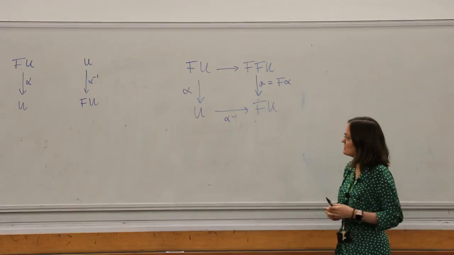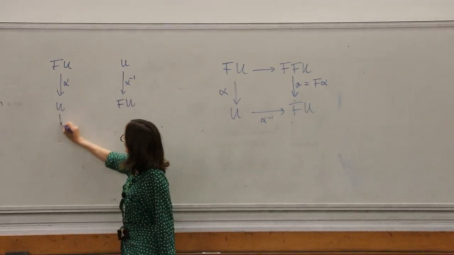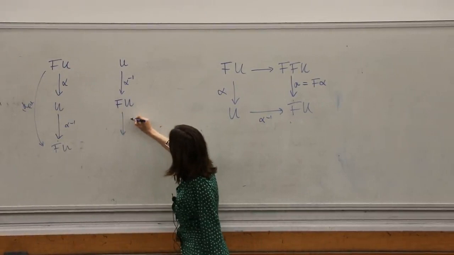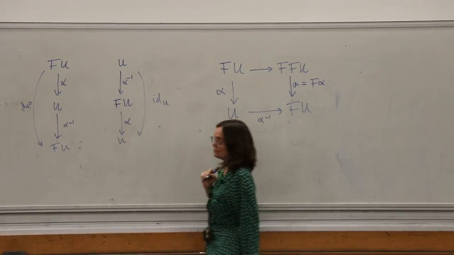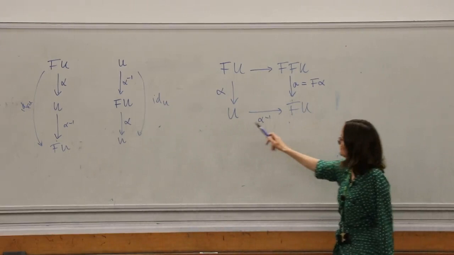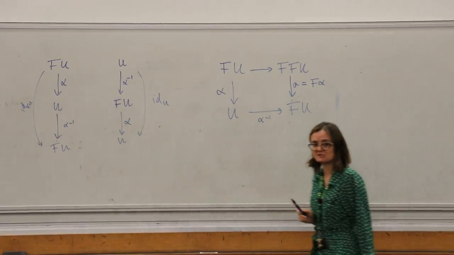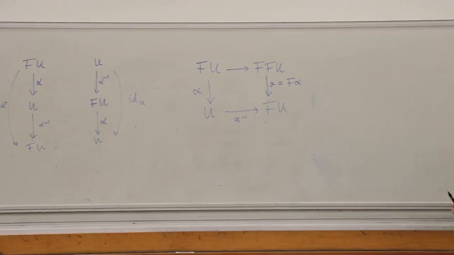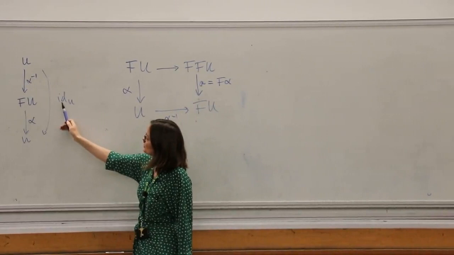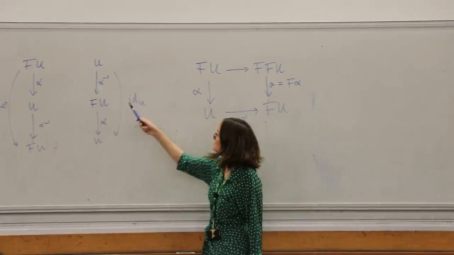But what do we need now this map to satisfy? We need this map to satisfy that this is the identity in F of U, and that this is the identity in U. Right, so that's the last missing piece: to show that this alpha minus 1 that we defined in this way actually composes with alpha in a way that you get identities, so that it is an isomorphism. Okay, so let's try to use the same trick as before. So if we start on the right here, we know that the identity is the only algebra map between U and itself, right?